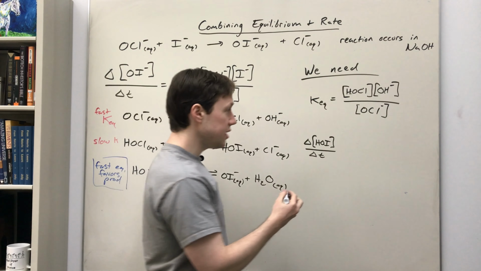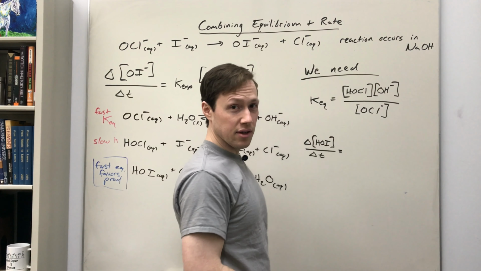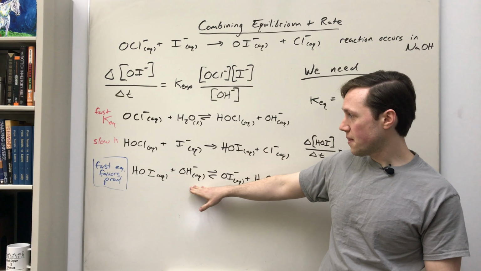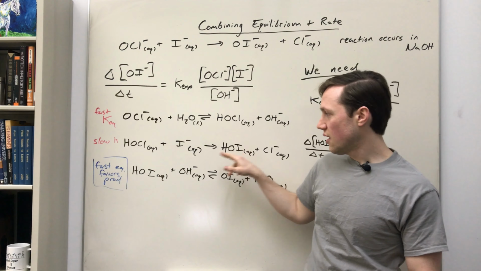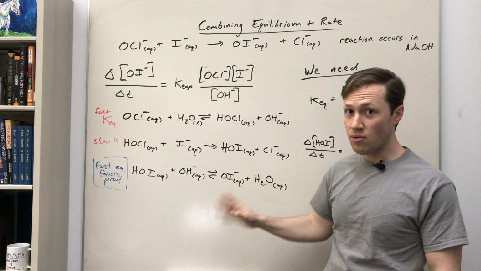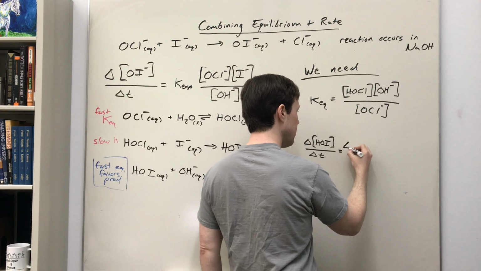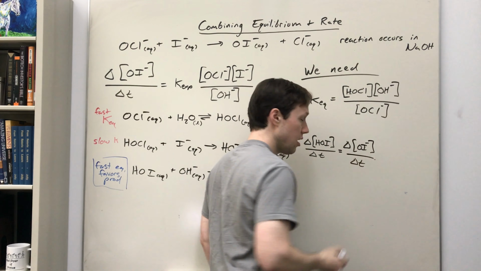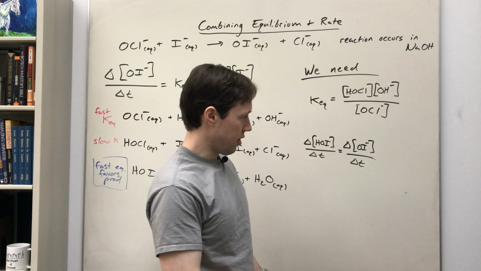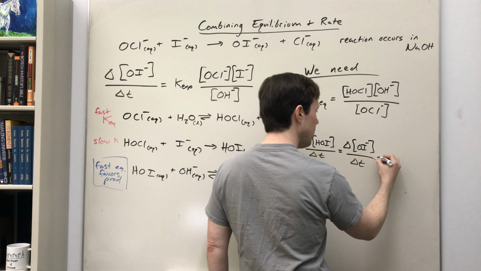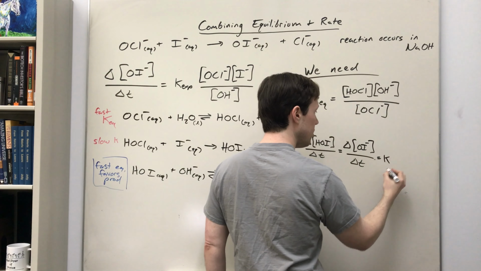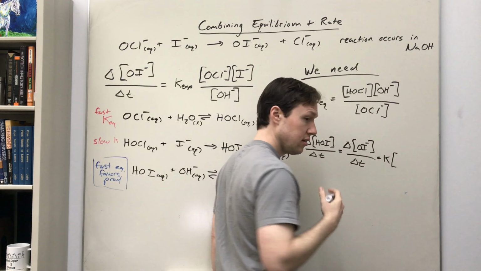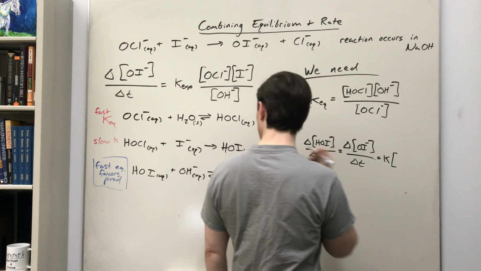Now this is kind of convenient because that formation, given this fast equilibrium step that's taking place, any HOI that forms is going to instantly be converted to OI minus. That means that this rate is equal to the rate of our final product, and this is going to be equal to that reaction rate constant times each of the two reactant components here.